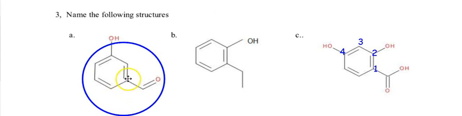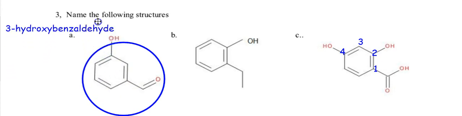Well, if this is my first carbon, then the oxygen is on the third. So I have 3-hydroxybenzaldehyde, or you can always use the ortho meta pair. I had to make sure for a second. I had doubts. So anyway, it's meta-hydroxybenzaldehyde. Okay, what about the next one?